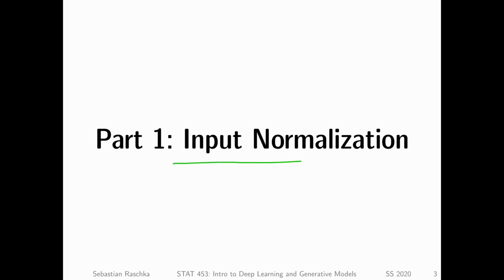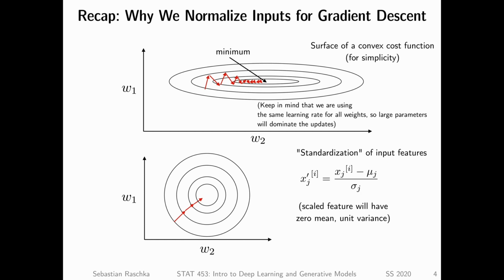So the first part is input normalization, normalizing the inputs to the network, but this term implies that we also talk about inputs to any hidden layer. So it could also be the inputs to a first, second, and third hidden layer. The inputs to a hidden layer are the activations. So we are talking here about layer inputs.